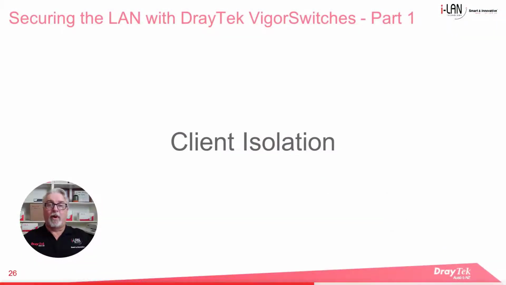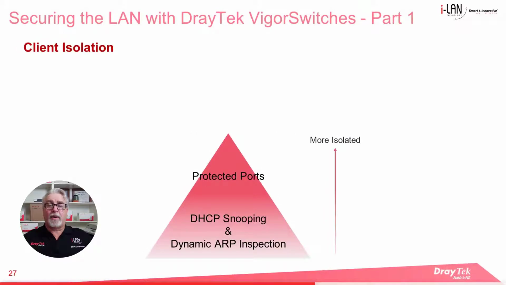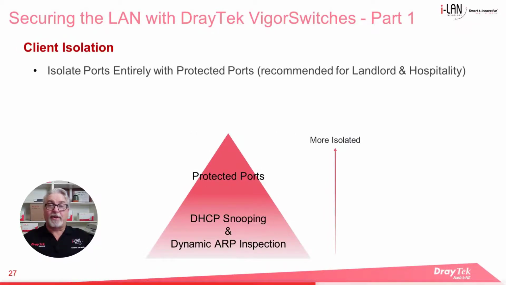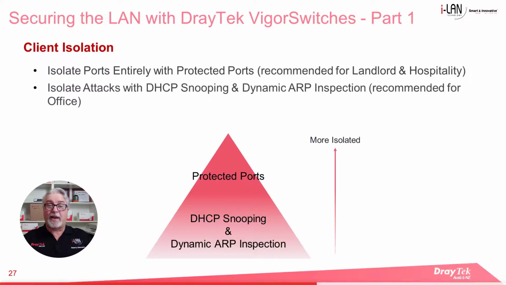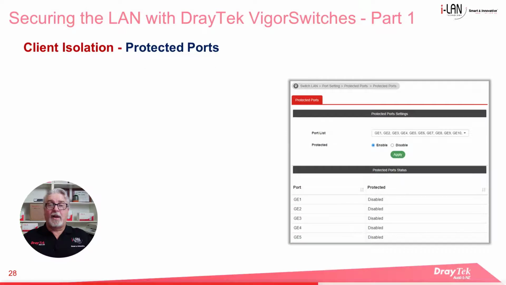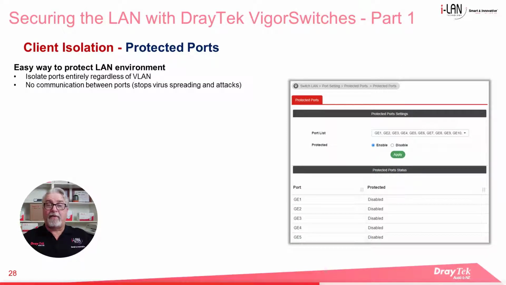We'll now look at the client isolation feature. With client isolation, we can isolate ports entirely with protected ports, and we can also isolate attacks with DHCP snooping and dynamic ARP inspection. Let's first look at protected ports. This is the easiest way to protect the LAN environment. It isolates LANs regardless of VLAN settings. It blocks communication between ports so no viruses can propagate between LANs, and attacks are blocked as well.